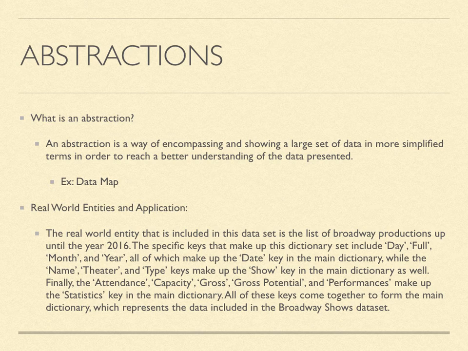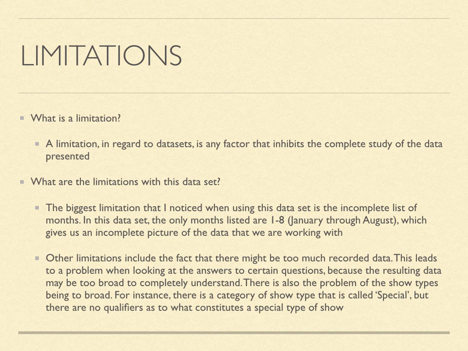Finally, the attendance, capacity, gross potential, and performances keys make up the statistics key in the main dictionary. All of these keys come together to form the main dictionary, which represents the data included in the Broadway shows dataset. The next aspect of this data manipulation that I would like to look at is limitations.